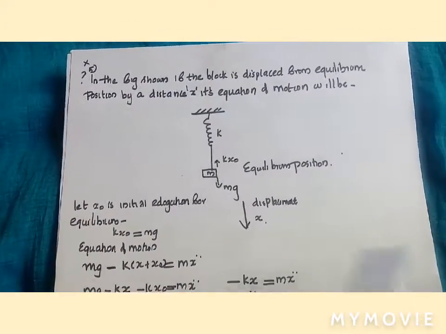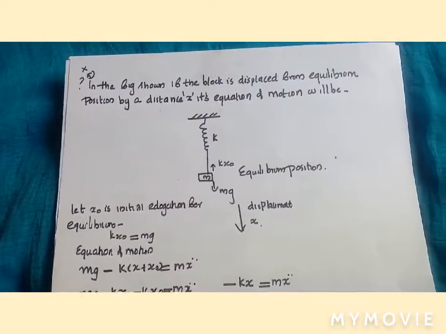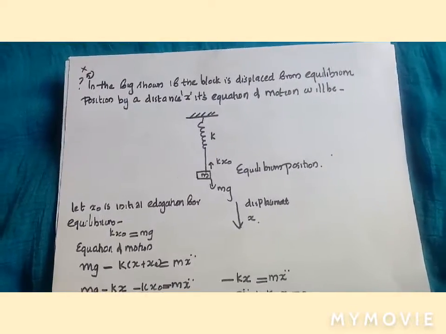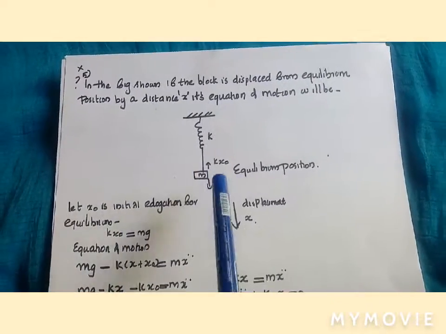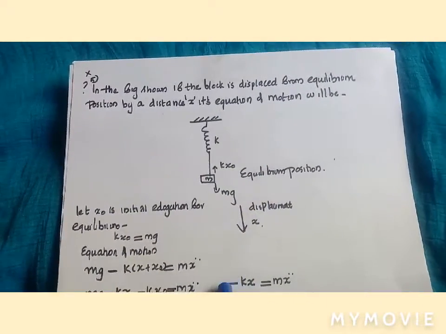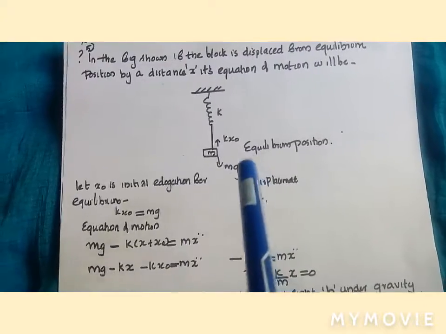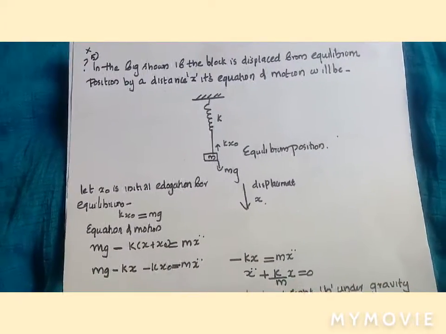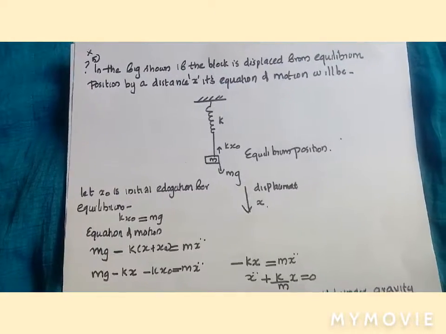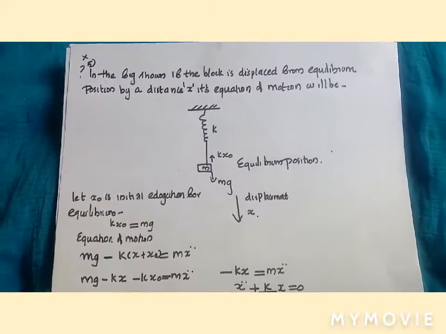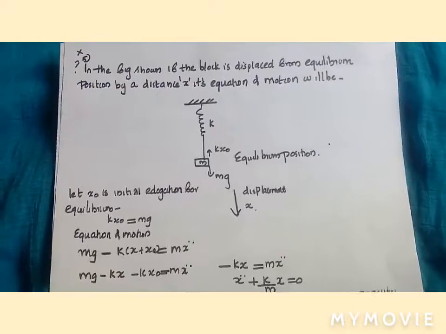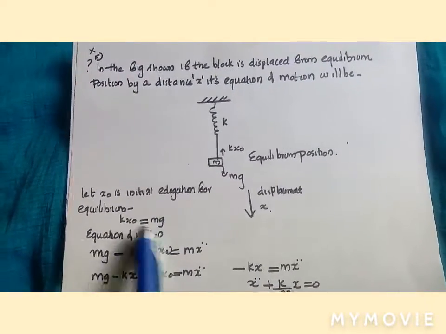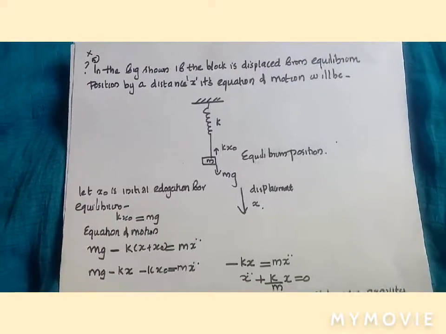Here we know that the mass is hanging by a spring, in which the equilibrium means it has a weight mg, and also there is an initial restoring force, that is kx naught. From that equilibrium it moves in displacement x below. That means before the displacement it has an equilibrium, that is kx naught is equal to mg.